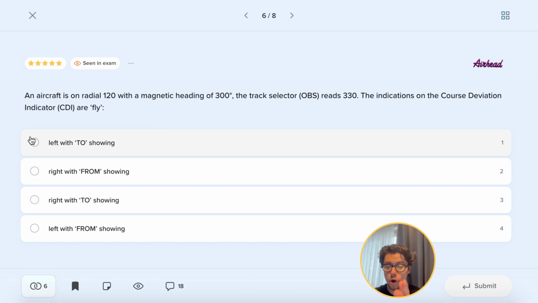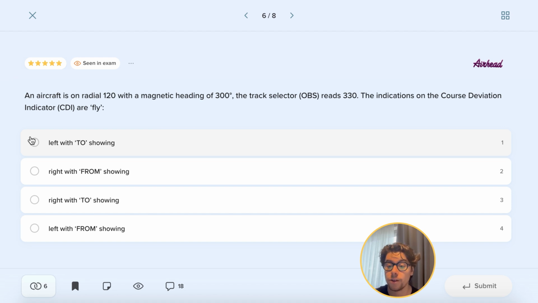Generally, when it comes to the OBS, so instruments like this one, when you're flying from the VOR, your selected course will be your radial, and when you're flying to the VOR, the reciprocal of the selected course will be your radial. In this case, when we are flying on a magnetic heading of 300 and the radial is 120, then it's really easy because we are working with reciprocals already.